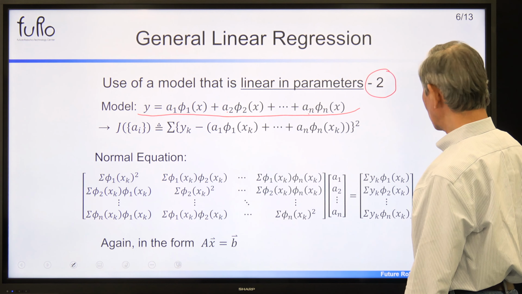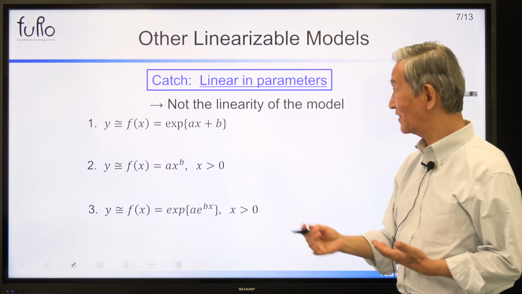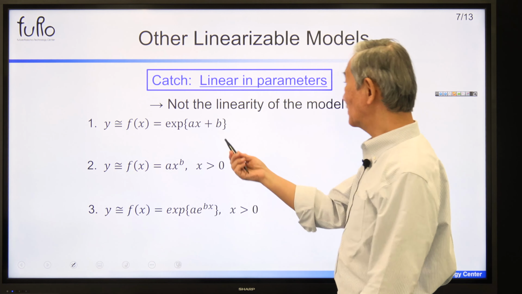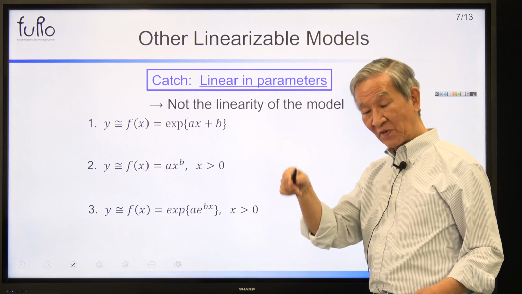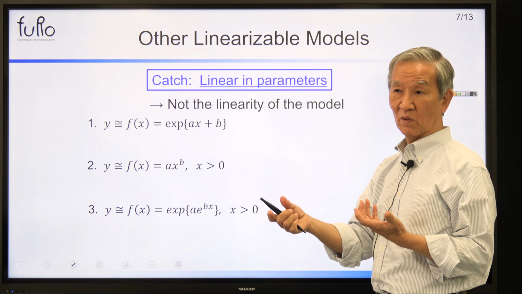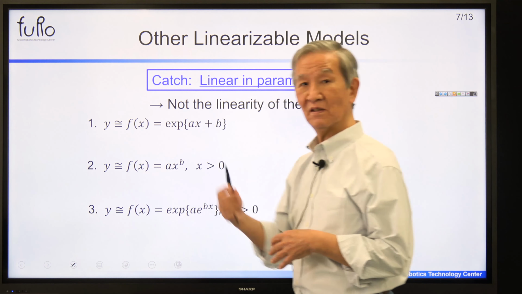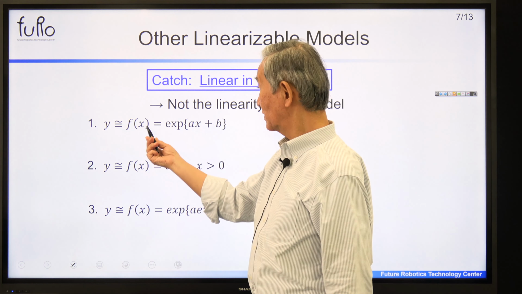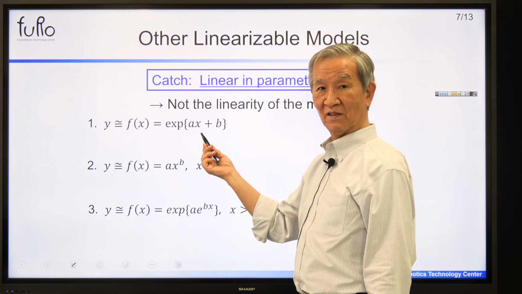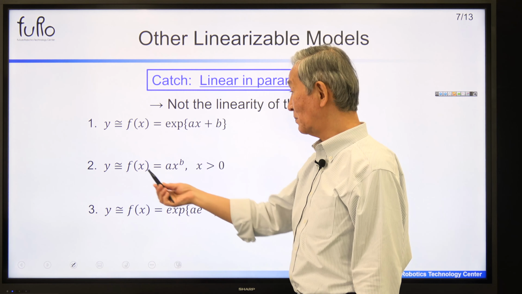All right. So the catch was, and this is the third time I'm saying this, linear in the parameters. Linear in parameters, not the linearity of the model. The phi 1, phi 2, those functions could be nonlinear functions of x, like x squared or exponential x or whatever. So let's take a look at some of those functions as examples. Here, y is f(x), which is exponential of ax plus b, which is not linear. Not linear in x, nor linear in the parameters.